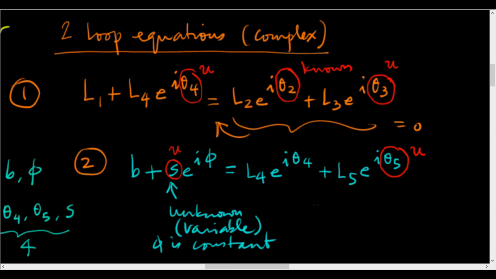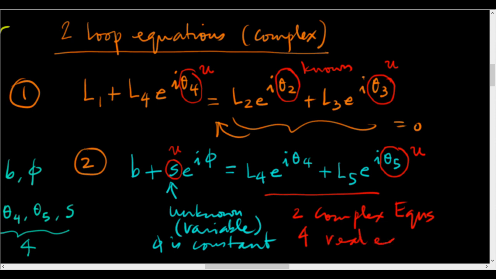So, two complex equations, four real equations, by which I mean two real parts and two imaginary parts. Sorry, two real parts and two imaginary parts. Okay, so four real equations. Given theta 2, we can find it.